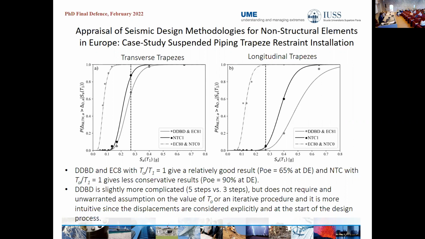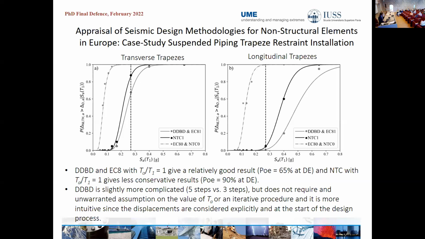Again, the transverse trapezies govern the design, and you can see that Eurocode 8 and the Italian code with the assumption of the period ratio equal to 0 are very conservative, with a probability of exceedance of 100%. And then the direct displacement-based design procedure and the Eurocode 8 design procedure assuming the period ratio equal to 1 give a probability of exceedance of 65% in the design level earthquake, while the Italian code gives a 90% probability of exceedance with the assumption of the period ratio equal to 1.